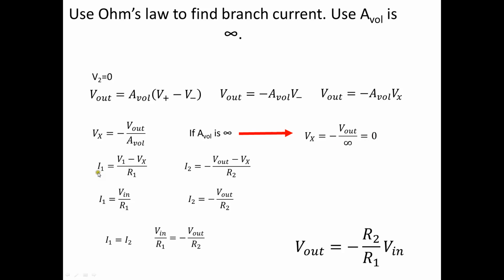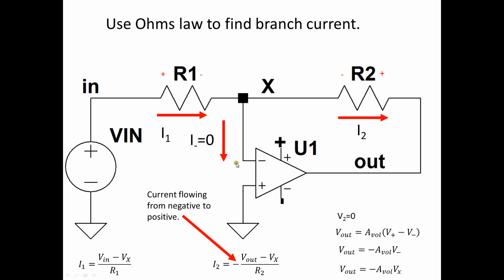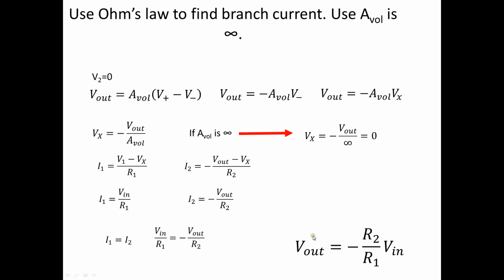So now when we look at our Ohm's law equations, I1 is simply V1 divided by R1, and I2 is V minus Vout divided by R2, because Vx equals 0. So since I1 equaled I2, then Vin divided by R1 equals minus Vout divided by R2, and we get Vout equals minus R2 over R1 times Vin. And this equation, coupled with this topology, you probably really need to memorize, because it'll just take you too long to derive it when you need to use it.